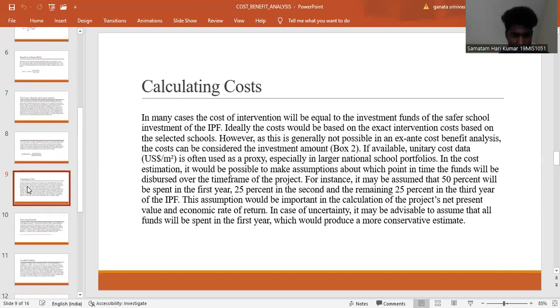in the first year, 25% in the second and the remaining 25% in the third year of the IPF. This assumption would be important in the calculations of the project's net present value and economic rate of return. In case of uncertainty, it may be advisable to assume that all funds will be spent in the first year, which would produce a more conservative estimate.